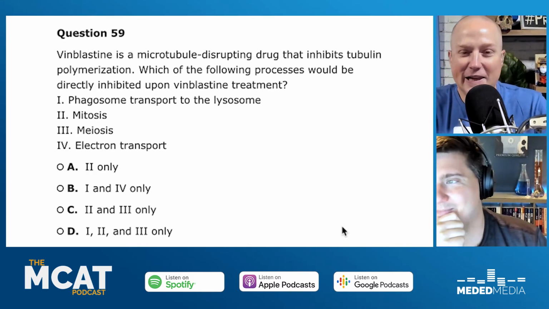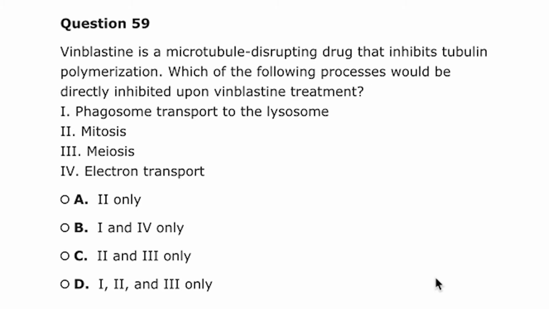All right. So 59, vinblastine is a microtubule disrupting drug that inhibits tubulin polymerization. I don't know if this will help. You got to have some anti-cancer knowledge here for sure. Which of the following processes would be directly inhibited upon vinblastine treatment? So once again, another Roman numeral question.